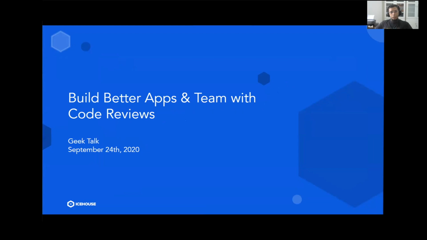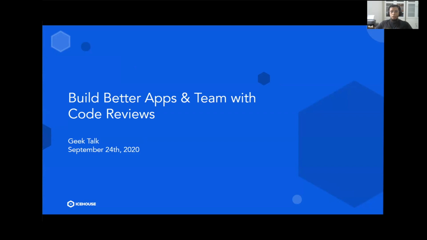What I'm going to present today is a familiar topic for developers revolving around code reviews. Being a developer myself and having been exposed to code reviews, I feel that there are a lot of benefits when we do code reviews, to the project and anyone that's involved in the process. So we're going to discuss the motivations behind code reviews and how to do code review effectively so that we can build better apps and teams.